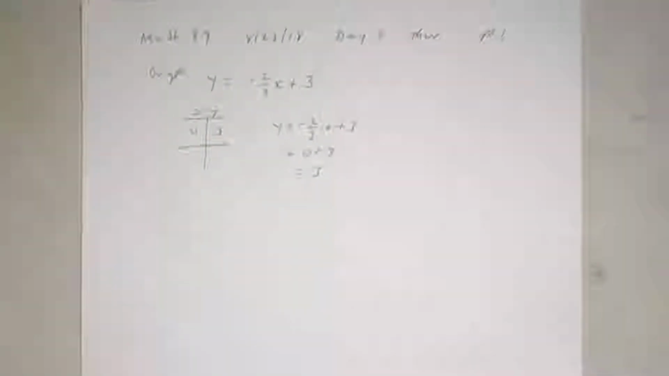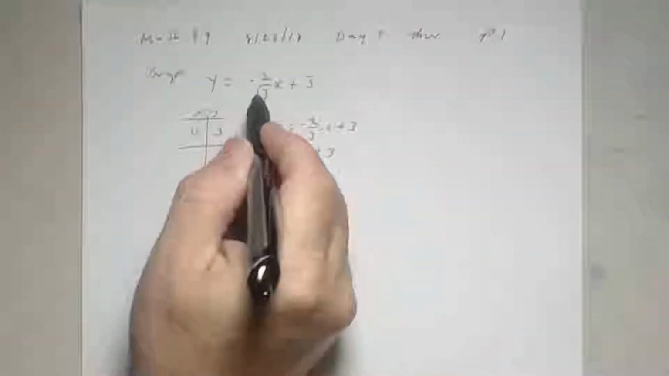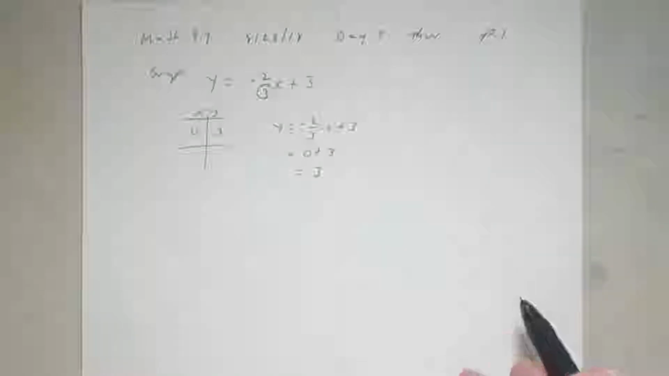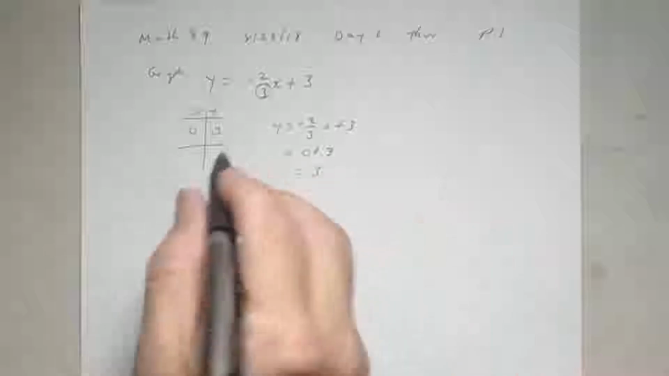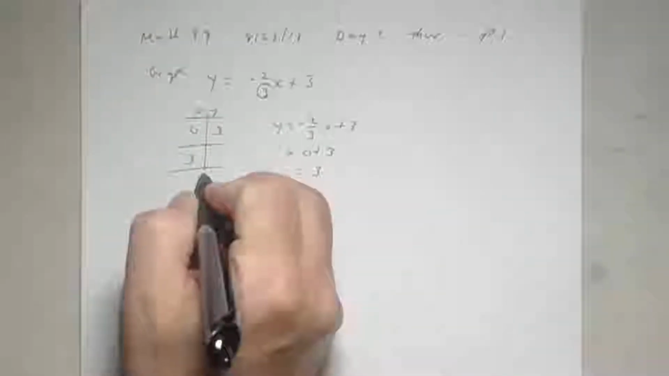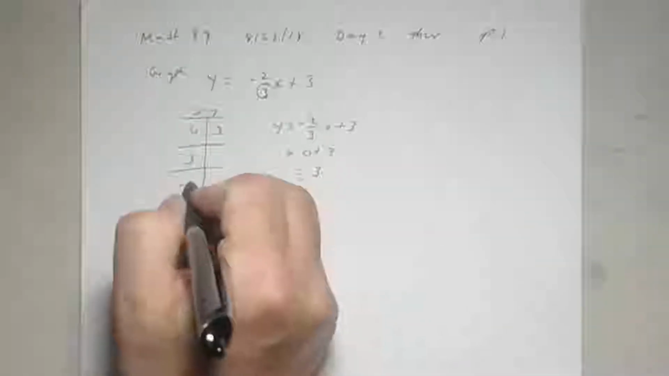Then the rest of them have to be divisible by the denominator. So the other values of x you're going to use are going to be numbers that are divisible by the denominator here. So like 3, negative 3, 6, negative 6, 9, negative 9, and so on. So let's just use 3 and negative 3, see what happens.